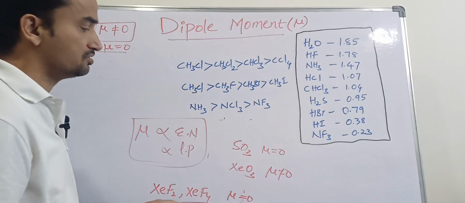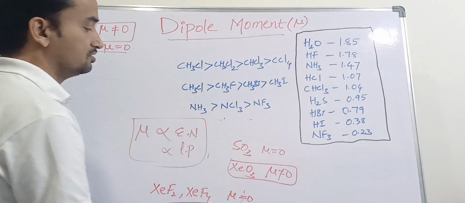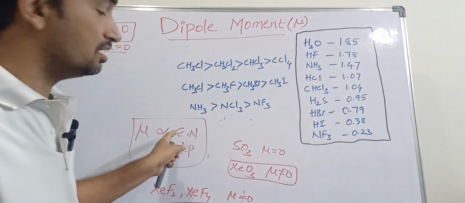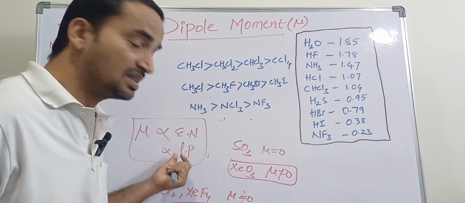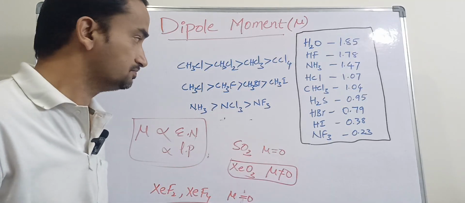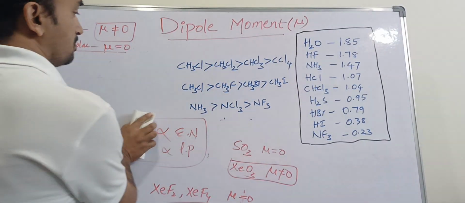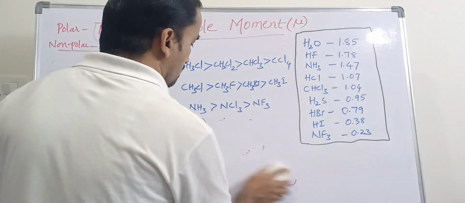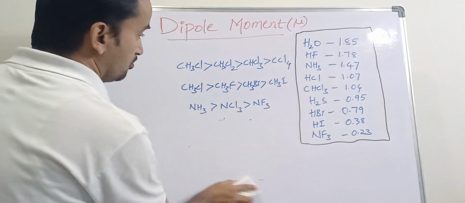In these two cases, mu equal to 0. Whereas in case of XeO3, mu not equal to 0. So mainly it depends on electronegativity and also on the number of lone pairs. Now we will see the dipole moment values of some compounds.